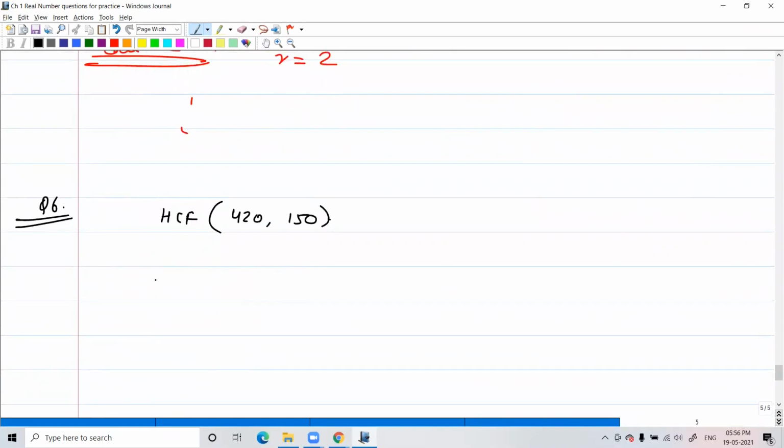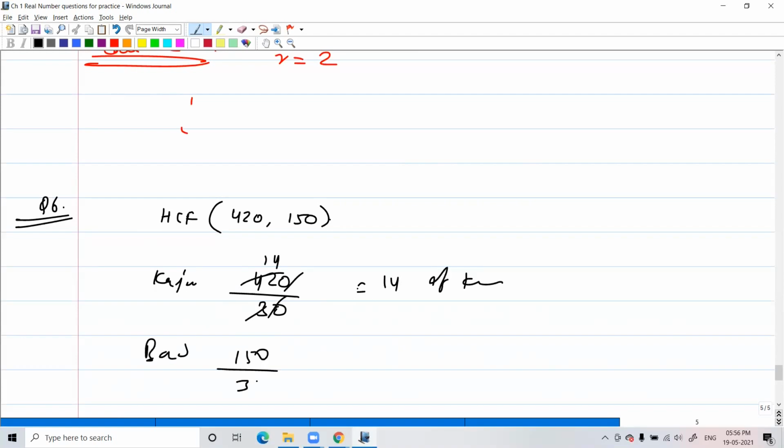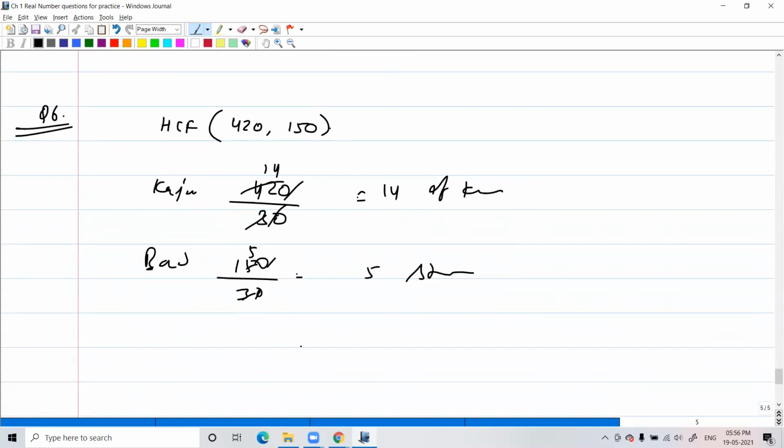You can find for Kaju Burfi how many stacks there will be: 420 divided by 30, since each stack has 30 sweets. 420 by 30 is 14. So there are 14 stacks of Kaju Burfi. For Badam Burfi, 150 by 30 is 5, so there will be 5 stacks of Badam Burfi. In total, 14 plus 5, that is 19 stacks of sweets.